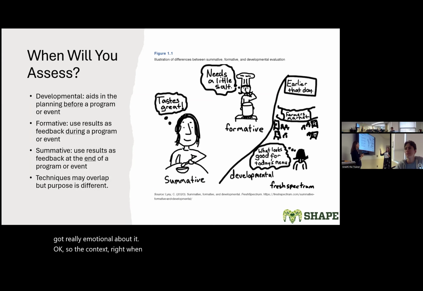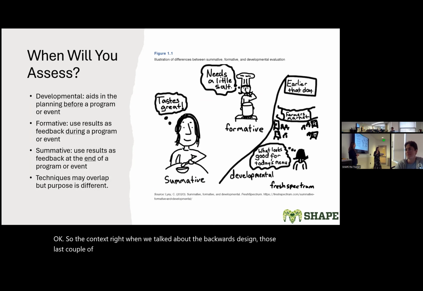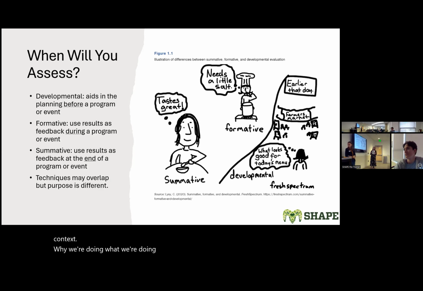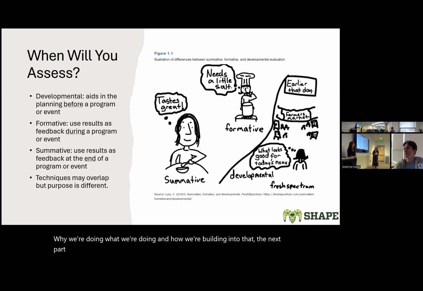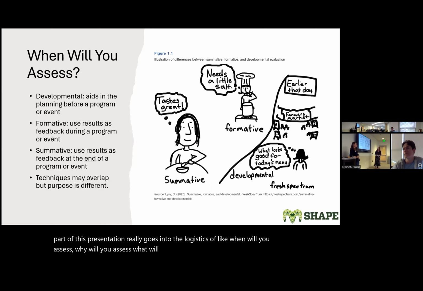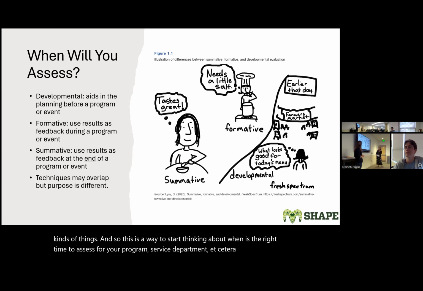So, you know, the context, right? When we talk about the backwards design, those last couple of slides are very helpful in understanding some of that context of why we're doing what we're doing and how we're building into that. The next part of this presentation goes into the logistics of when will you assess, why will you assess, what will you assess, how, all of those kinds of things. And so this is a way to start thinking about when is the right time to assess for your program, service, department, et cetera. There are 3 different kinds of assessing, or 3 different entry points to when you can assess.